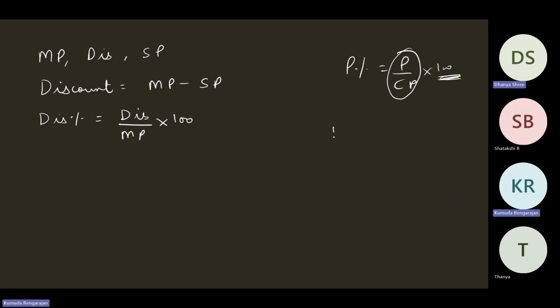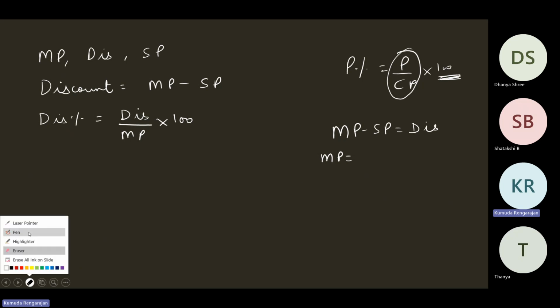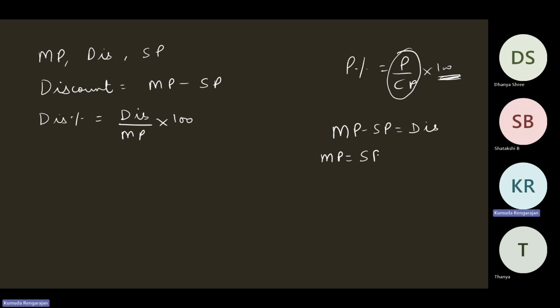See, now when you know MP minus SP is discount, the other things you can derive from this. So what is MP? MP is selling price plus discount. You don't have to remember everything. Just remember one equation. MP is equal to, just transpose, SP plus discount. And SP is MP minus discount. If you understand the situation, you don't have to memorize all this.